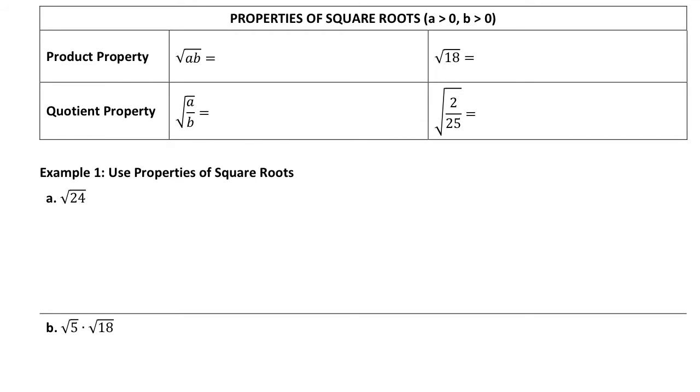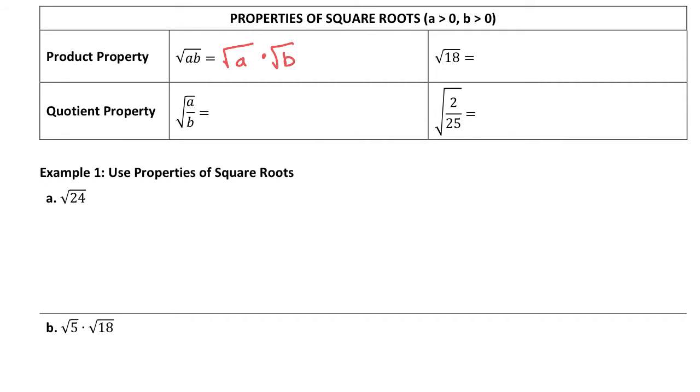So the first property is called the product property. If I have a square root, I can rewrite a single square root as the product of two square roots. So the square root of a times b is the same as the square root of a times the square root of b. This helps us simplify square roots.